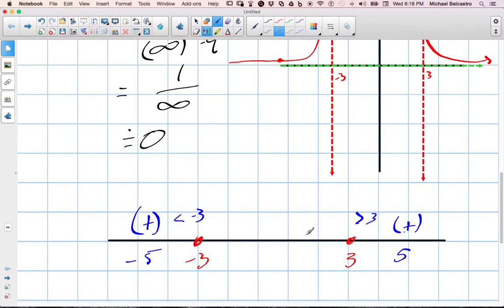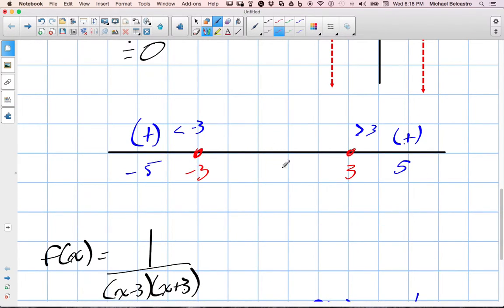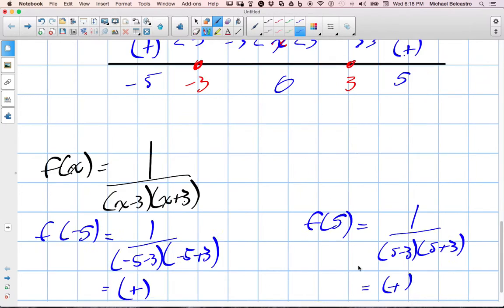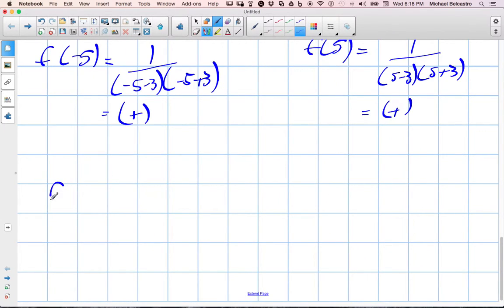Another idea: we want a value that's essentially between negative and positive 3. So we want when x is less than 3 but greater than negative 3. 0 is a wonderful value. It really does a lot. So same idea. F at 0 is equal to 1 over 0 minus 3, times 0 plus 3. That's a negative times a positive, which is a negative. Positive divided by a negative, we have a negative value.